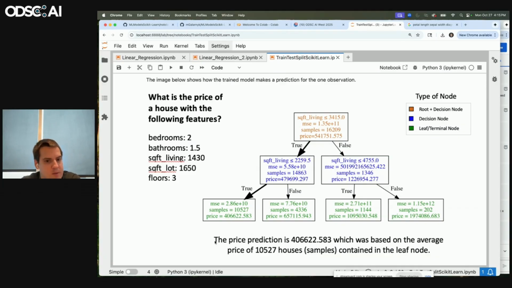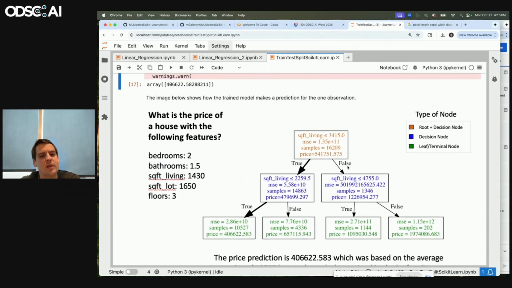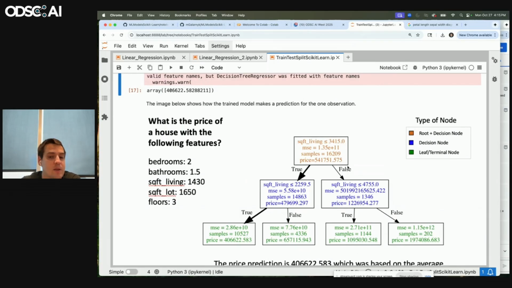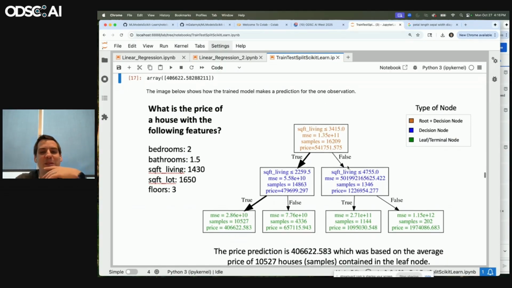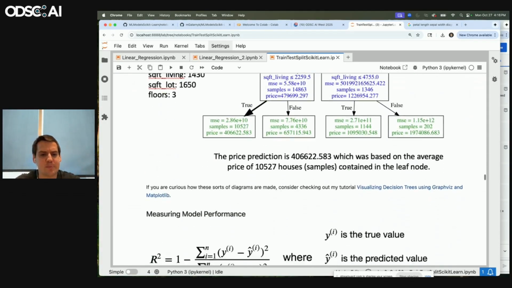This is a terrible model. The price prediction is 406,000 based on the average price of 10,527 houses contained in the leaf node. But this is also why the theory actually matters, because when we have a result that may not be that good or that interesting, you're able to debug and learn the theory, and then you can do the application. If the model's too complicated, sometimes it's worth these days just seeing if the model actually runs and then learning the theory of the model to make sure you're not wasting your time. But for simple models like this, it's really good to actually know the theory, which we'll come back to in a second.